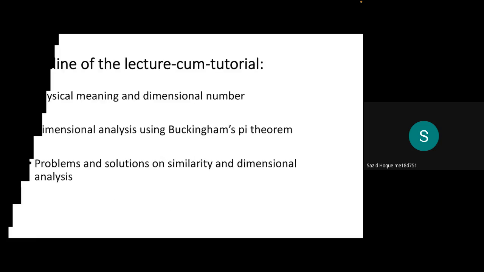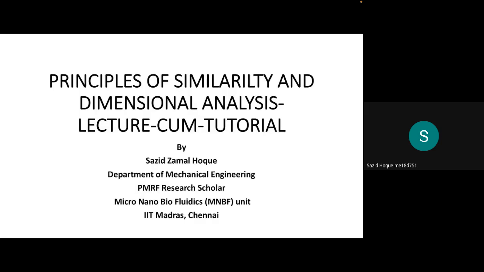So the outline of the lecture. I'll be talking about the physical meaning and dimensional number, like how the dimensional number arises in a physical system. Then the dimensional analysis using Buckingham Pi theorem, and we'll do the problems and solution under dimensional analysis.